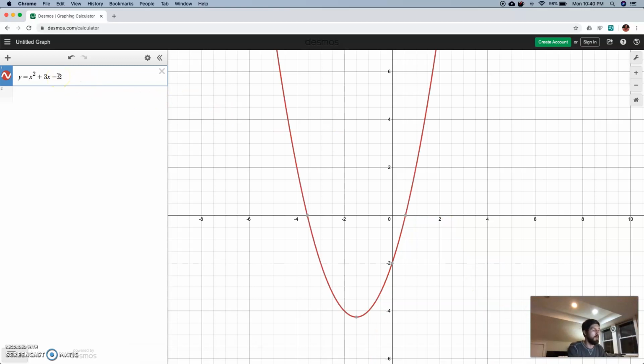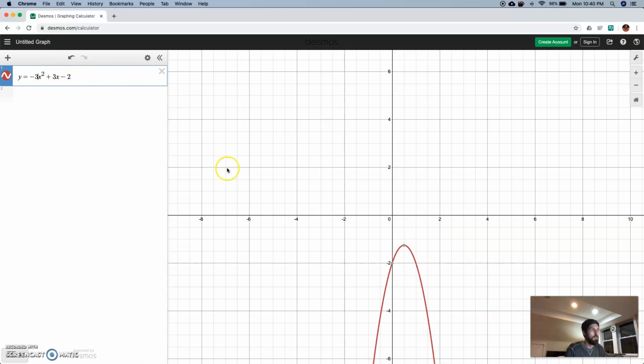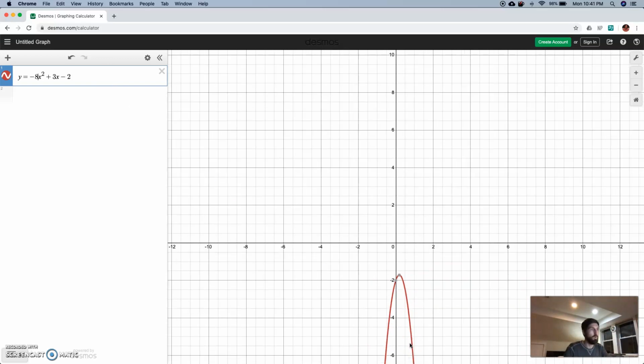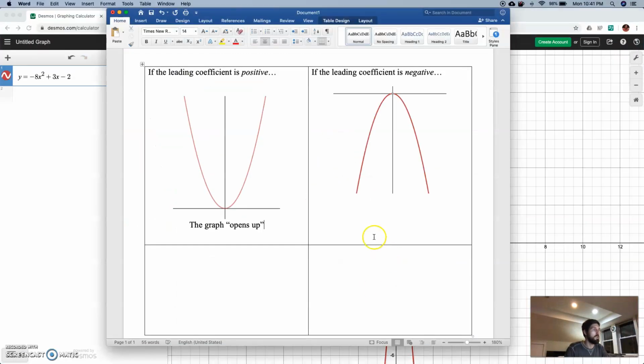You could change that to any other negative number. Like -3 goes down really quickly in this case. You could change that to a -8, it goes down really quickly if you make it bigger. But in all of these cases, the graph is opening down. It's the vocab term that we're going to use. So let's go back to this. If the leading coefficient is negative, you get something that looks like this. It can move around, can get skinnier, fatter, whatever, and the graph opens down.